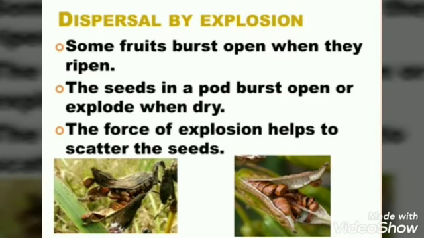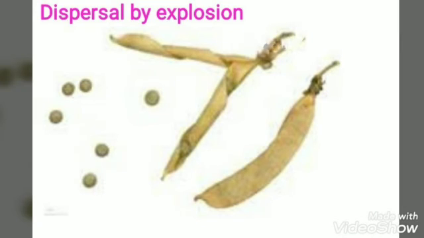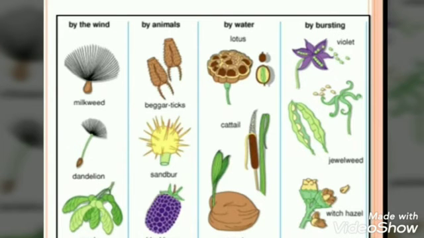Dispersal by explosion. When I say the word explosion, you can relate it with the bursting of crackers, right? So crackers burst with great force. A similar mechanism takes place here. Some fruits burst open with great force when they ripen. Because of this force, seeds are scattered away from the parent plant. For example, pea plant. Thus, seeds of different plants are dispersed by different agents of dispersal.